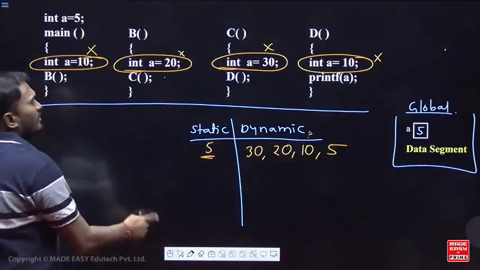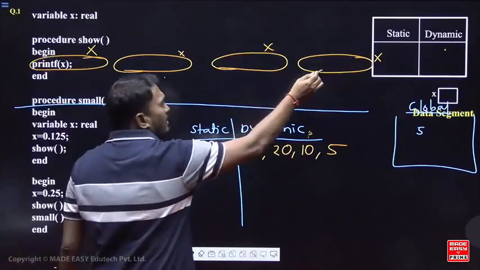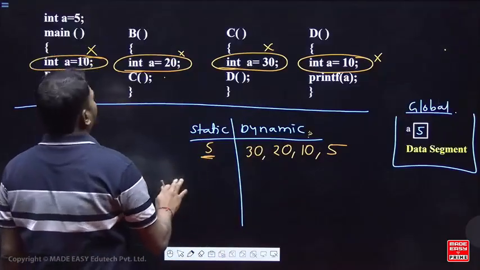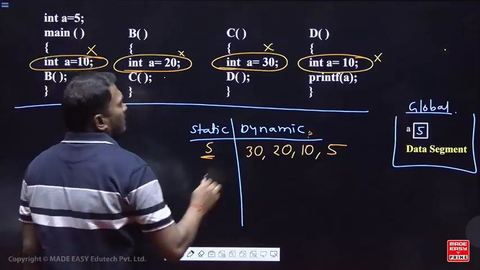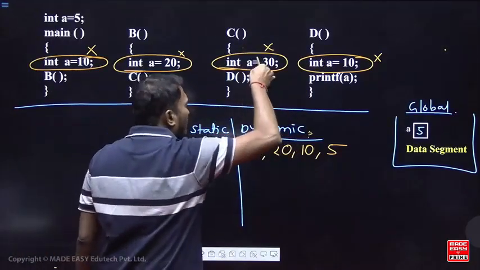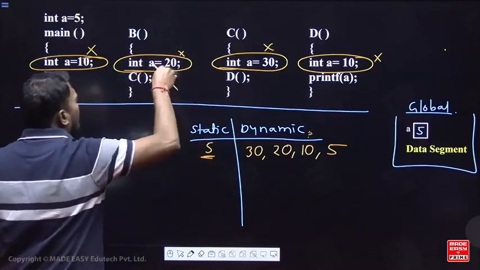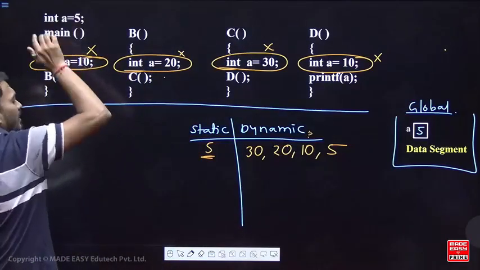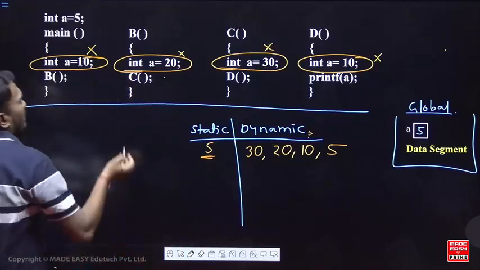Is that clear? So in dynamic scoping, if this is not there, it will print 30. If this is also not there, 20. If this is also not there, it will print 10. If this is also not there, it will print 5. Now somebody, intelligent fellows, are having a doubt.